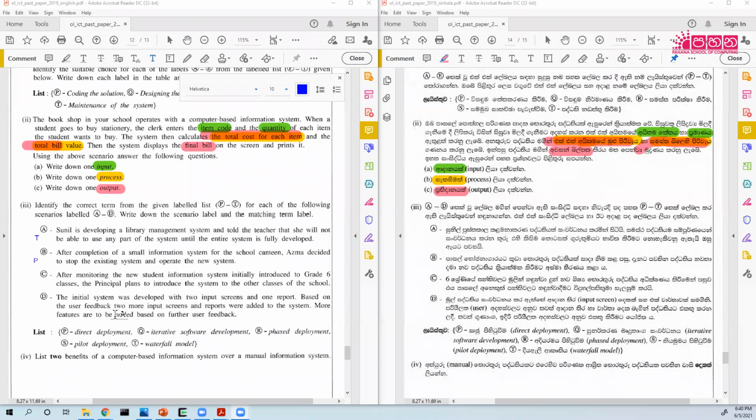So B is P. C, after monitoring the new student information system initially introduced to grade 6 class, principal plans to introduce the new system to the other classes.